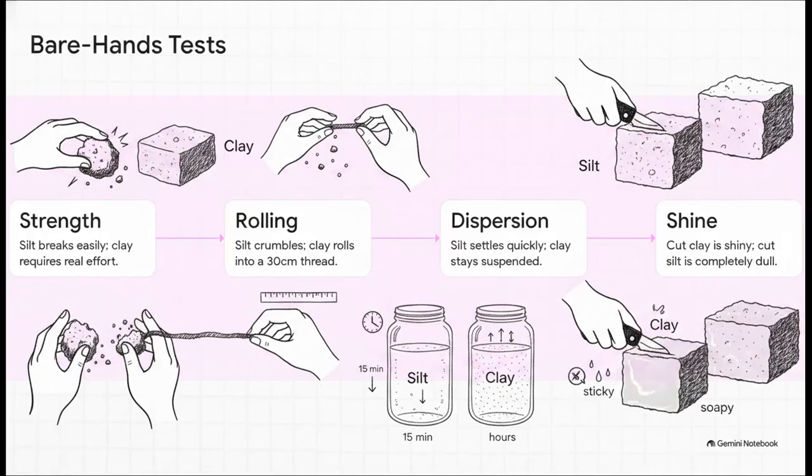Here's the bare hands interrogation protocol. First up, the strength test. If you dry a little lump and it breaks easily in your fingers, it's silt.